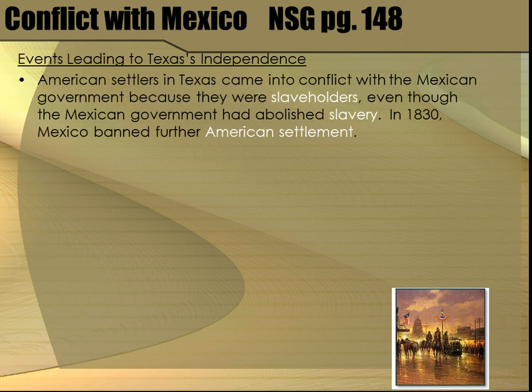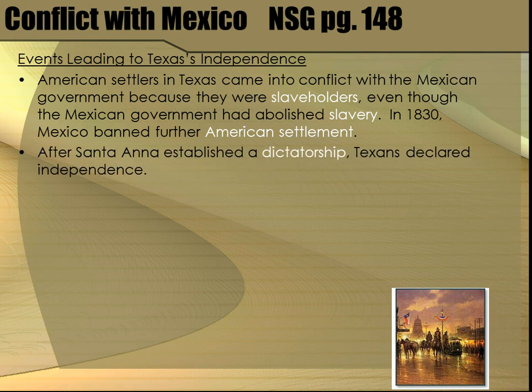The first thing is that American settlers in Texas came into conflict with the Mexican government because they were slaveholders. The Mexican government had abolished slavery, but American settlers still had slaves. So in 1830, Mexico banned further American settlement because they didn't want any more slaves. The second is, after Santa Anna established a dictatorship, Texans, or mostly American Texans, declared independence.